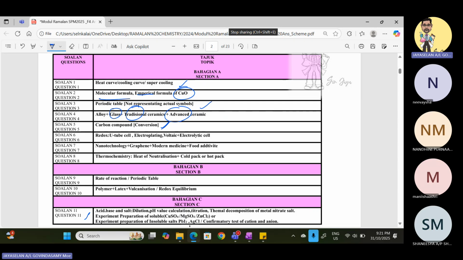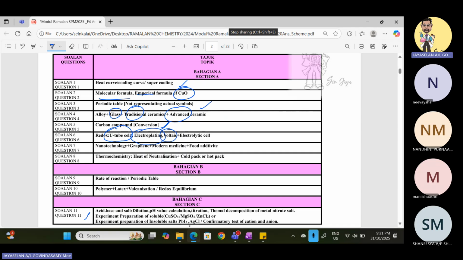Okay, conversion. Check the 7 conversions in the module. I already did the 7 conversions. Memorize that, then go and get the full mark. And the calculation also. Electrochemical cell is very important this year. Electrochemical cell, drawing electroplating. They ask you to draw.